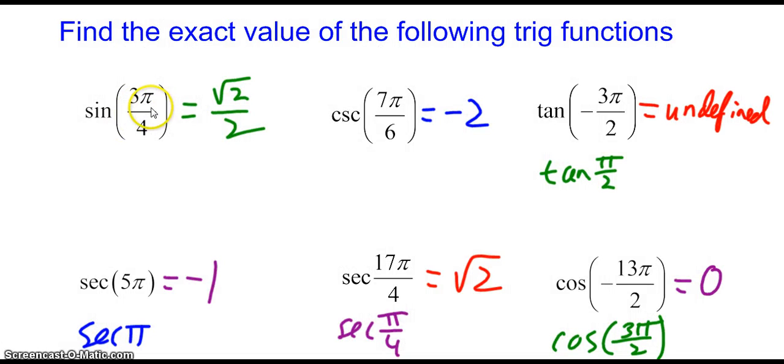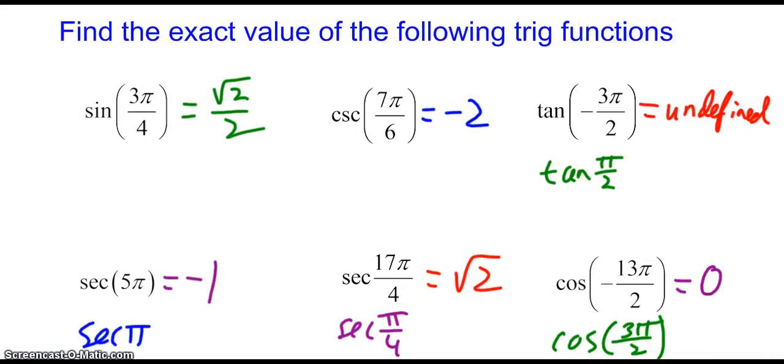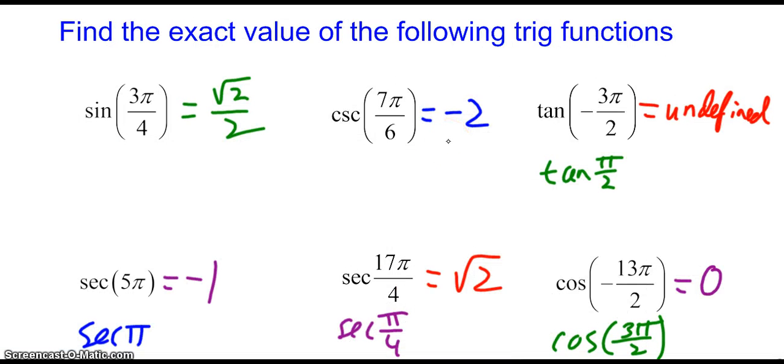Okay, sine of 3 pi fourths. We look on our unit circle at 3 pi fourths. Sine is the y value, so I have root 2 over 2. Cosecant of 7 pi sixths. We look on our unit circle, 7 pi 6. Cosecant is the reciprocal of the y value. The reciprocal of negative 1/2 is negative 2.